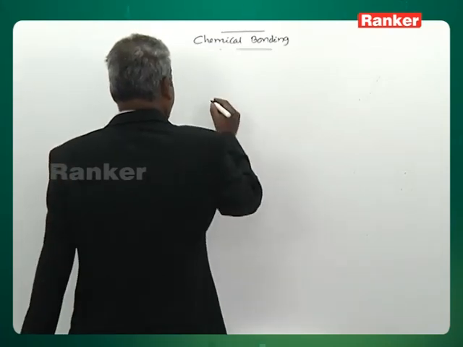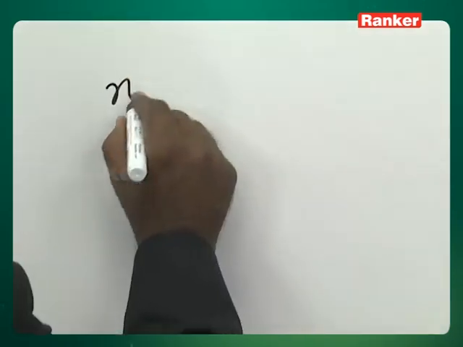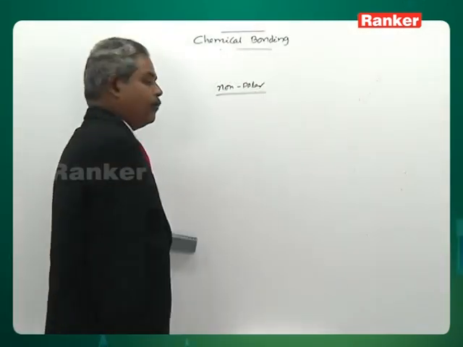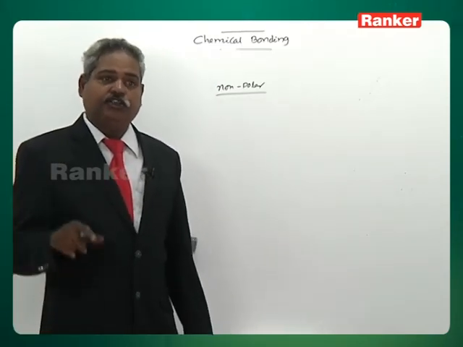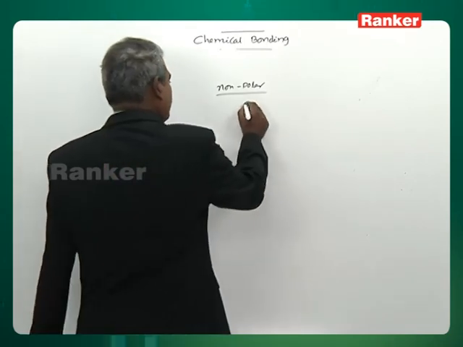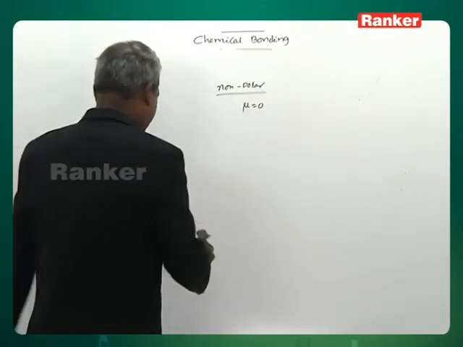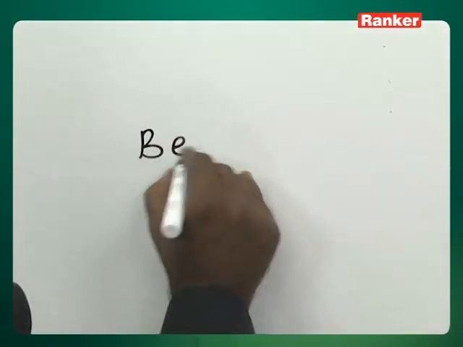Suppose a molecule is non-polar. What does that mean? Non-polar means the polarity of the molecule is 0. So its dipole moment is said to be 0. Non-polar, no polarity. Look here. Here is an interesting case in point: BeCl2.